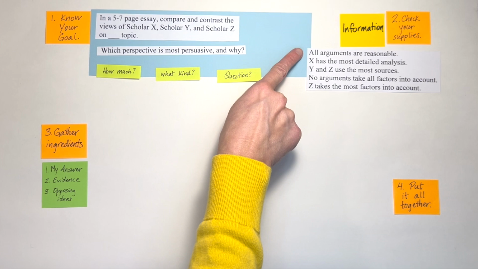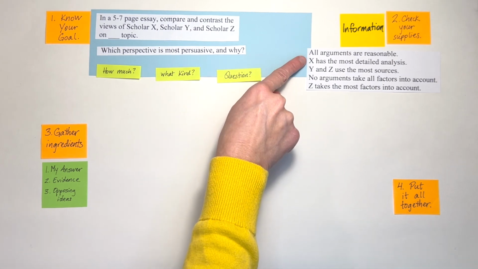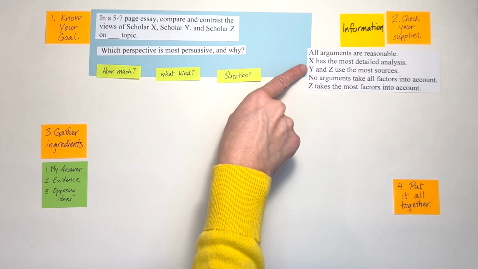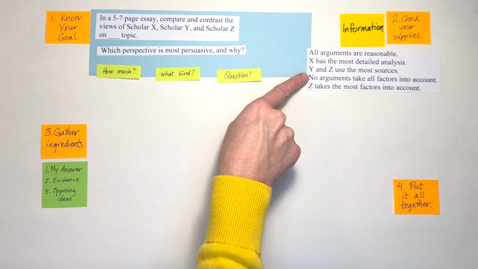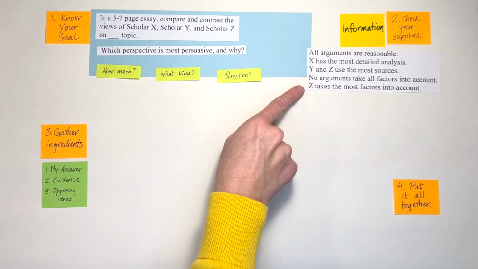Maybe one thing I'm looking for is to see whether I think anything any of them says is unreasonable. And we'll imagine that no, I decide actually everything that all of the scholars say is reasonable. And maybe I move on to compare the works in different ways. So maybe I notice that X has the most detailed analysis, but Y and Z use the most sources. And maybe I also notice that although none of the arguments take all factors into account, Z is the scholar that takes the most factors into account.